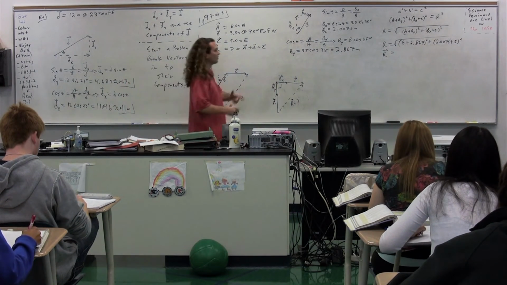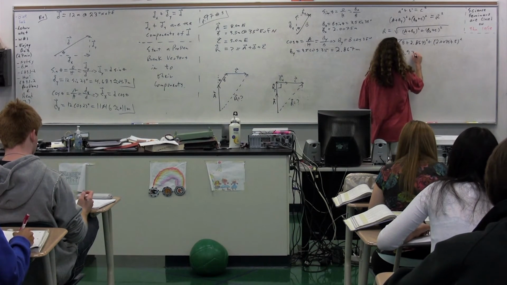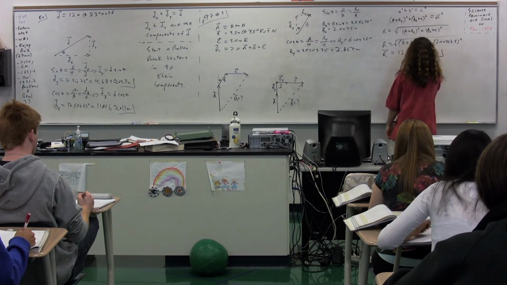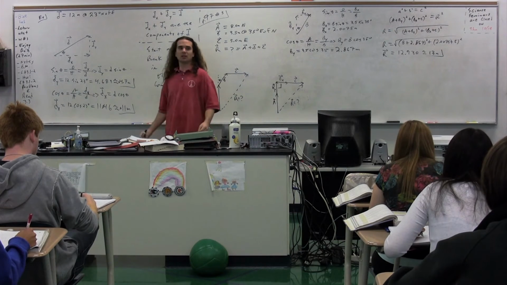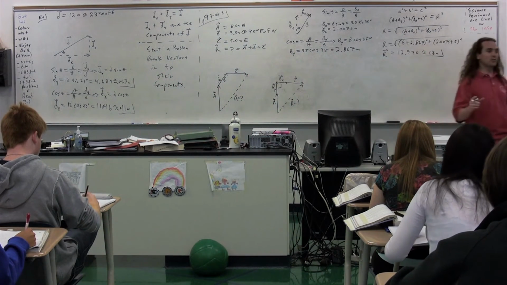I got 2 minutes, people. What's our resultant vector? In other words, our resultant vector is 13 meters. Our resultant displacement is 13 meters. Come on, people, I've already said this once. Direction. We need to include the direction.